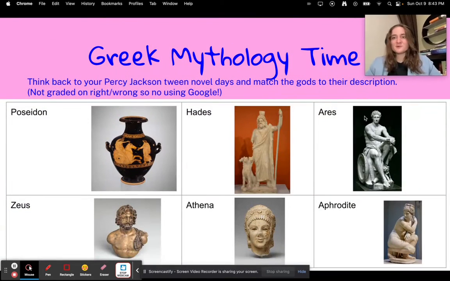All right, it's Greek mythology time, people. Think back to your Percy Jackson tween novel days and match the gods to the descriptions. I'm not grading them on right or wrong, so please don't use Google. Just use your best educated guess.